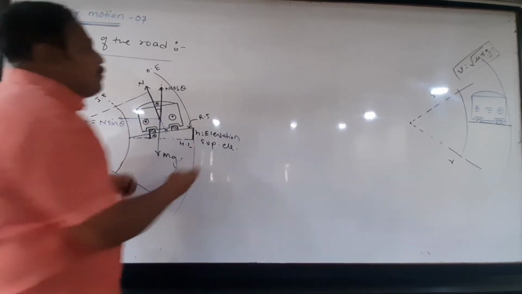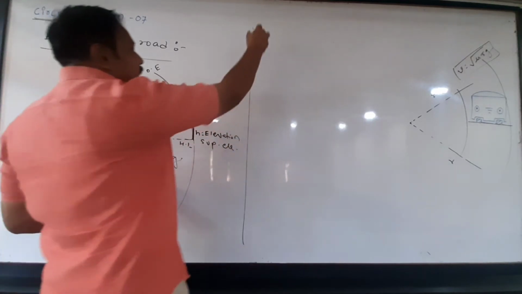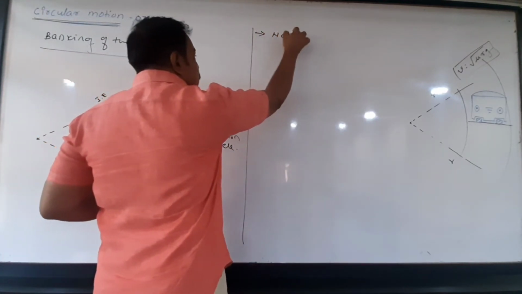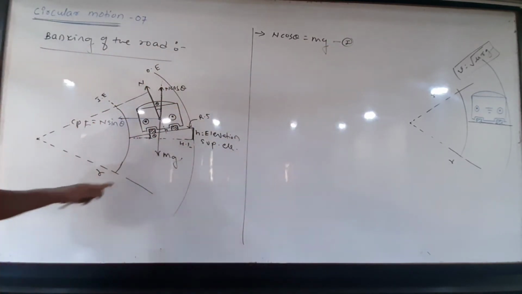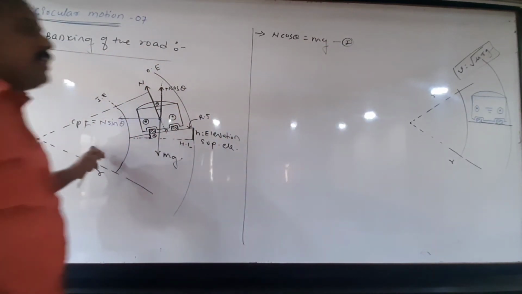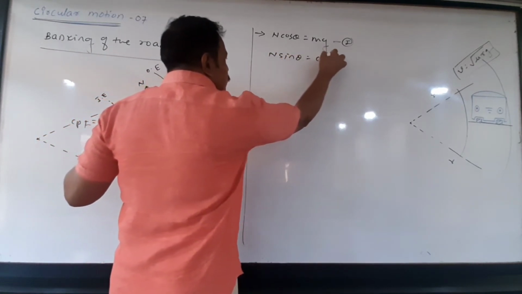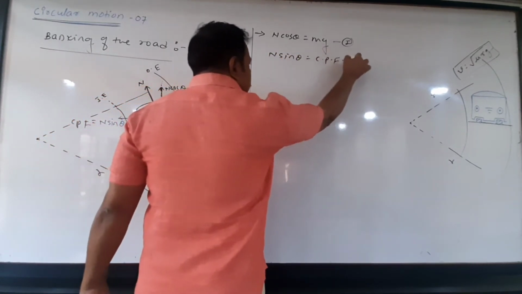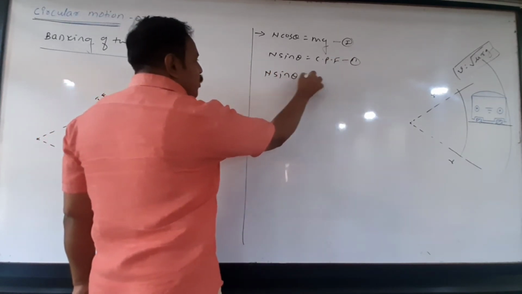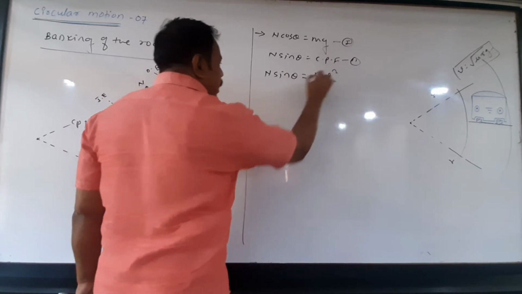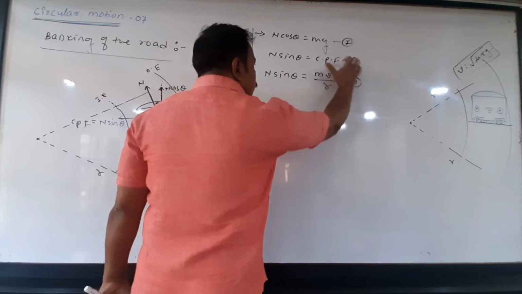Here, what is the balancing? If we balance the vertical forces, then N cos theta balances the weight, that is mg. That is equation number 1. And N sin theta provides the necessary centripetal force. Therefore, N sin theta is equal to the centripetal force, mv square upon r. Let that be equation number 2.